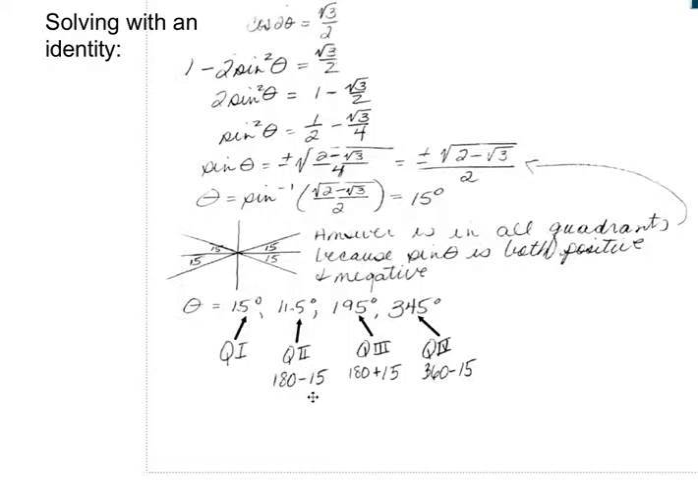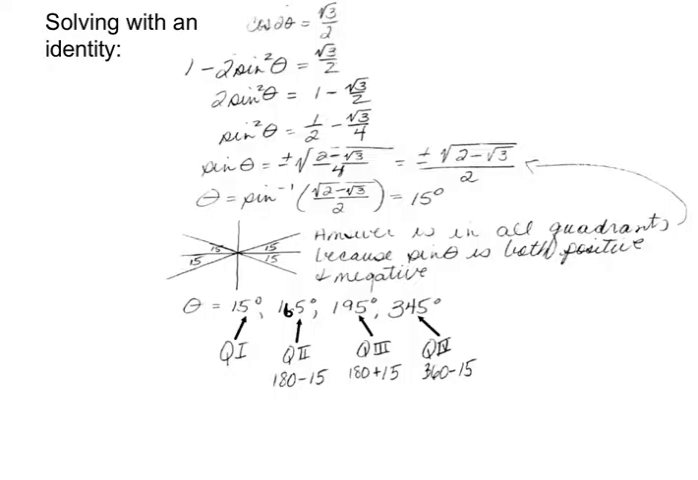I'll write that better on there. 165. It looks a little bit better. And the next angle in the third quadrant is 180 plus 15, or 195. And then in the fourth quadrant, it's 360 minus 15, or 345.